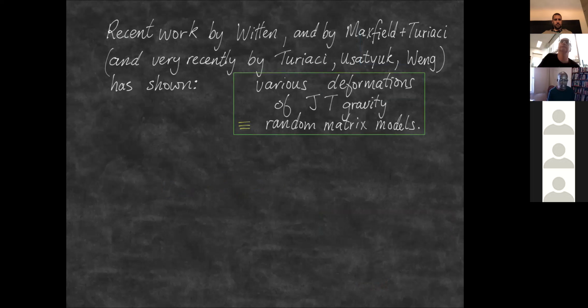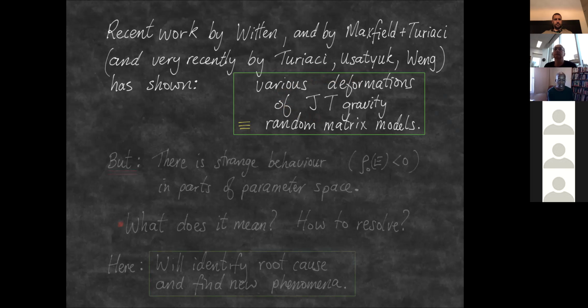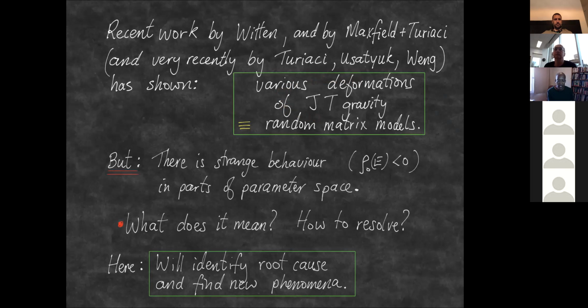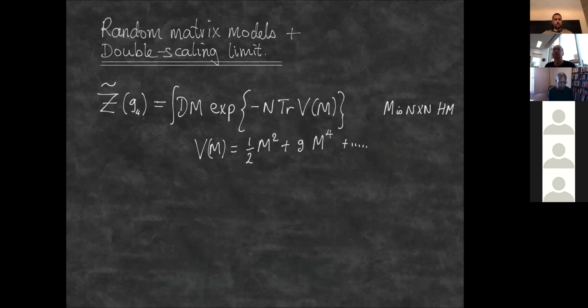Now, recent work by Witten and by Maxfield and Turiaci, and recently a paper by Turiaci, Usatyuk, and Weng, show that there are various deformations of JT gravity, which can be written as random matrix models as well, which is a significant advance. But there's some very strange behavior that appears in certain parts of the parameter space as you do the deformation. The spectral density seems to have regions where it becomes negative, which is very strange because it starts out at the outset of being a positive quantity. So what does that mean? How do you resolve some of these puzzles? And so what I'll tell you is how to do that. And that's the subject of the recent paper.